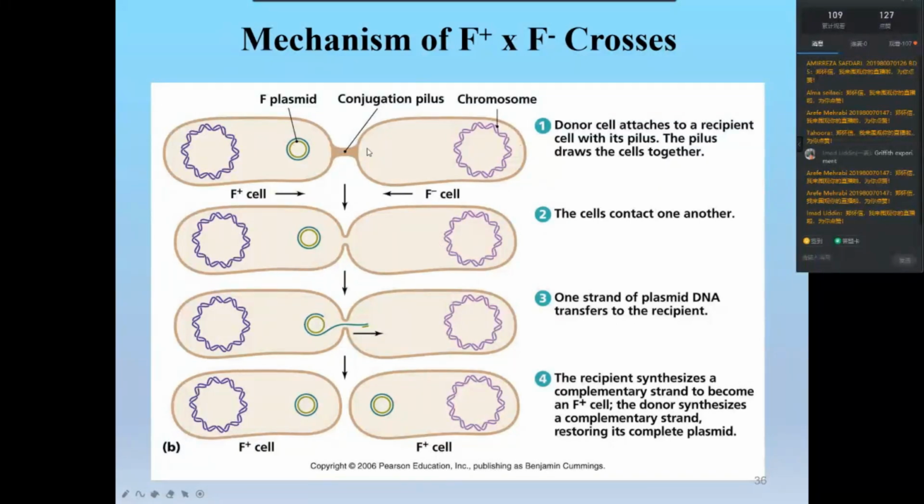So this is the procedure we call conjugation. Step by step, you transfer the DNA from one cell to another and change the recipient cell from F minus to F plus. So this is conjugation.